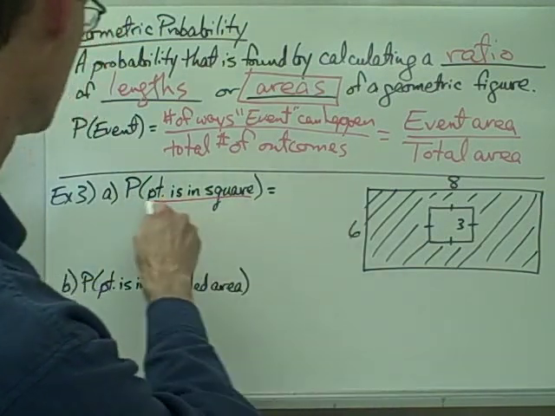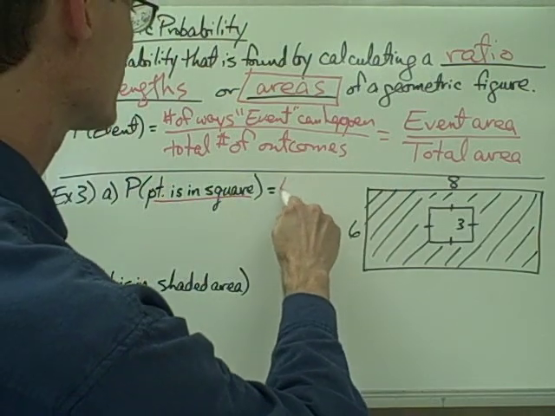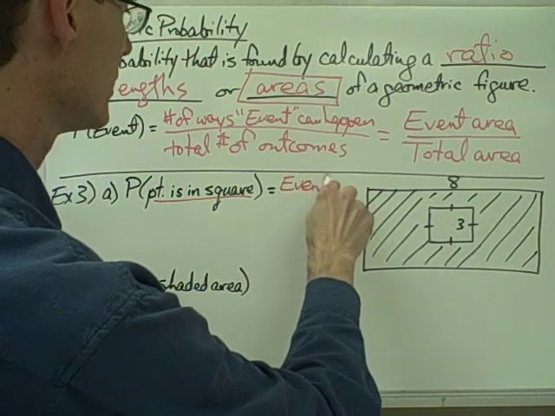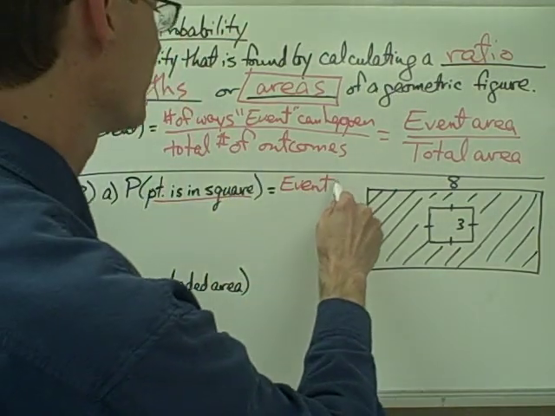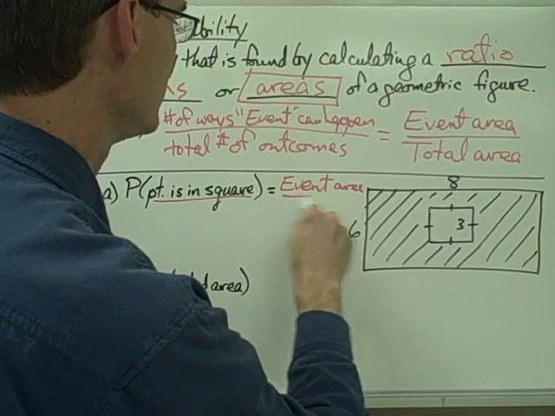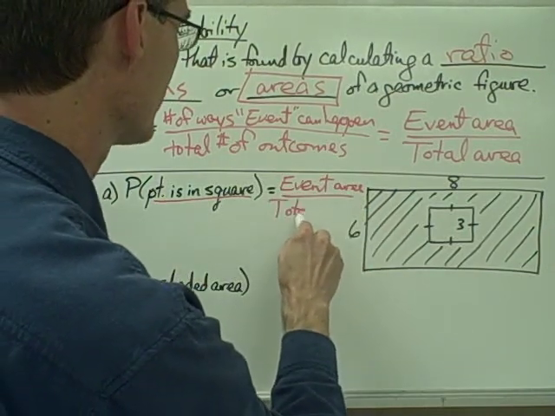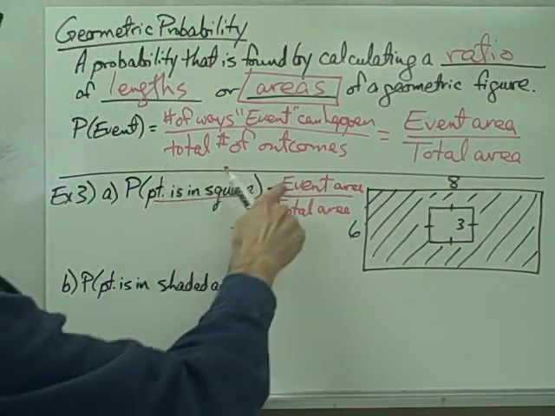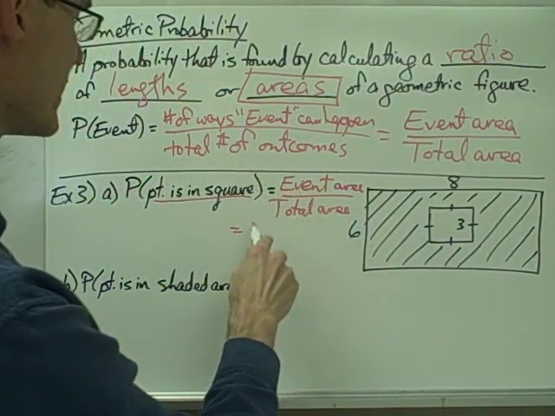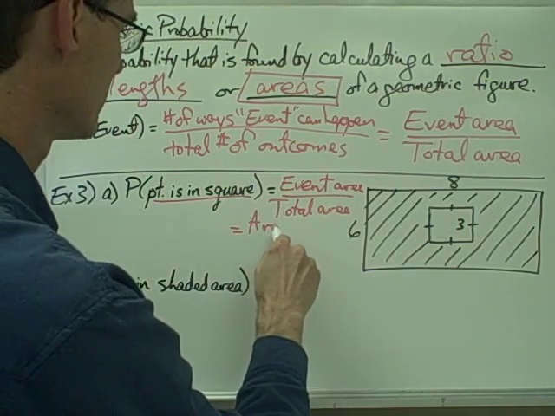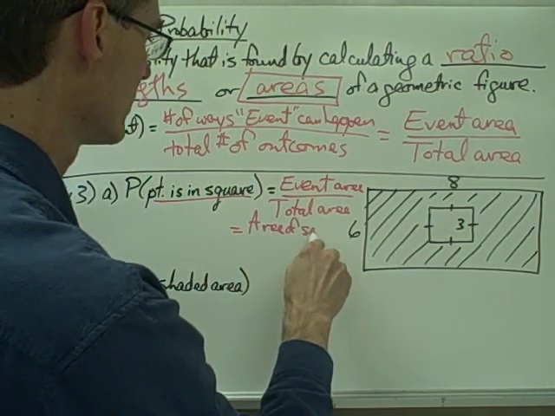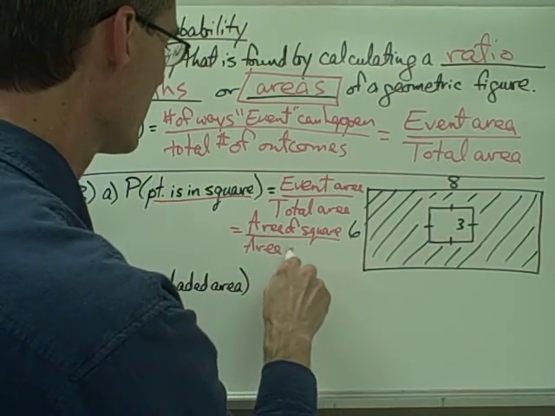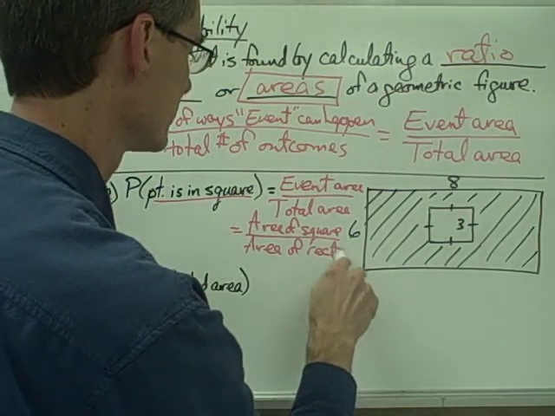So I want to calculate the probability that a point is in the square, then I want to use my probability formula that I use for geometric probability. So I want the event area divided by the total area. Well, the event is that the point is in the square, so I want the area of the square. And the total area is going to be the area of the rectangle.